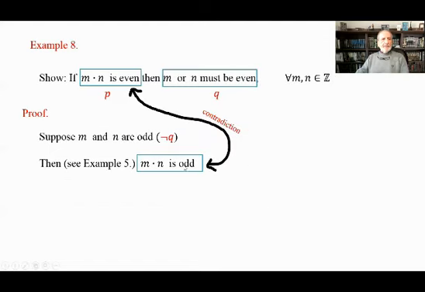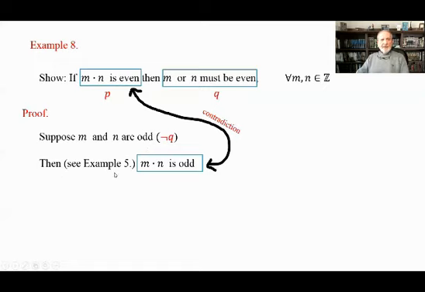Example number 8. Show if mn is even, then m or n must be even. If m times n is even, we need to show that m or n must be even. So now we're going to suppose m and n are odd. So the negation of this: here we're saying m or n must be even, so we're going to say suppose both of them are odd. So suppose m and n are odd. That's not q.